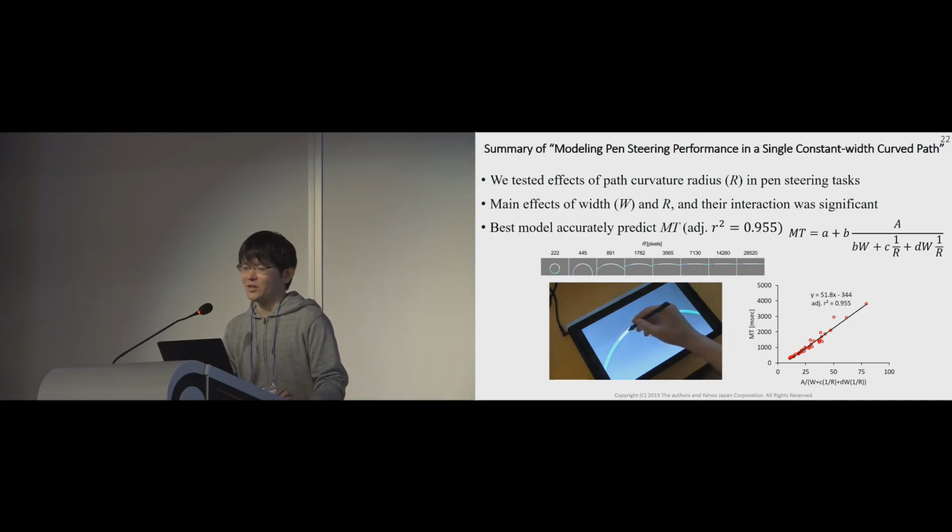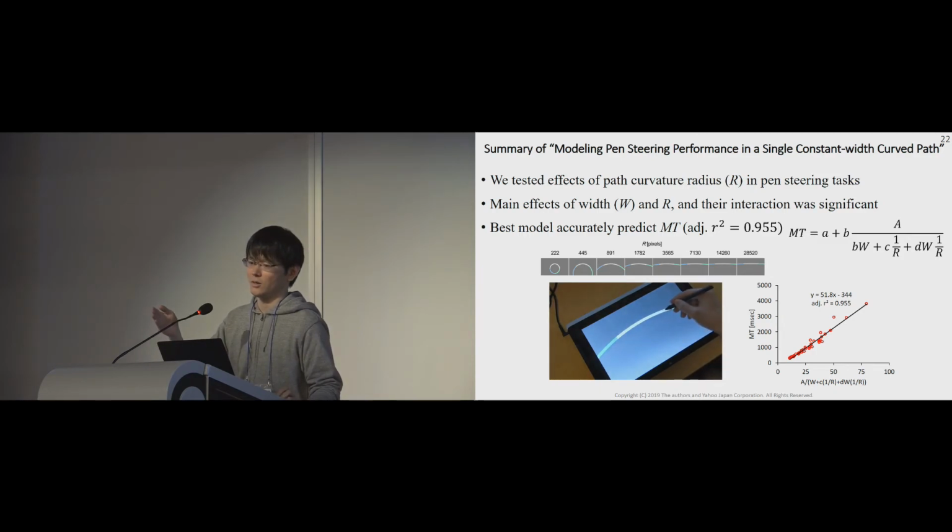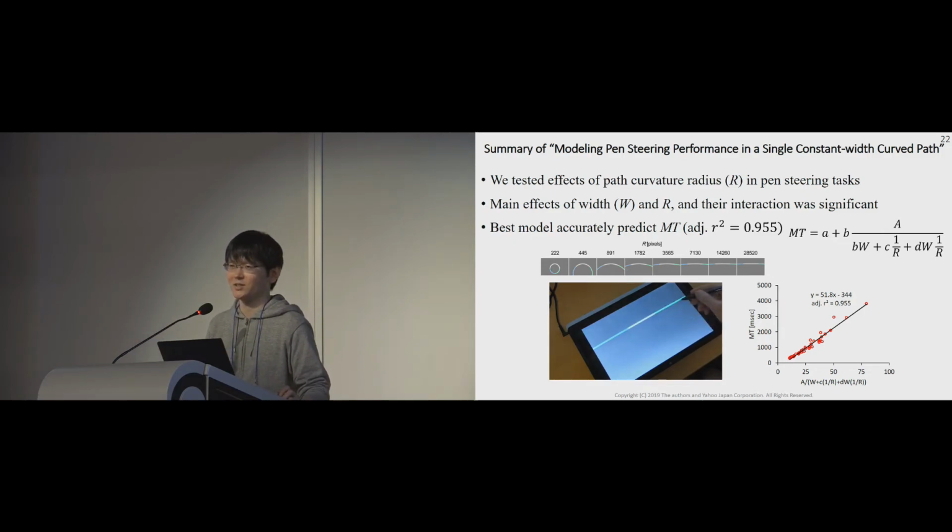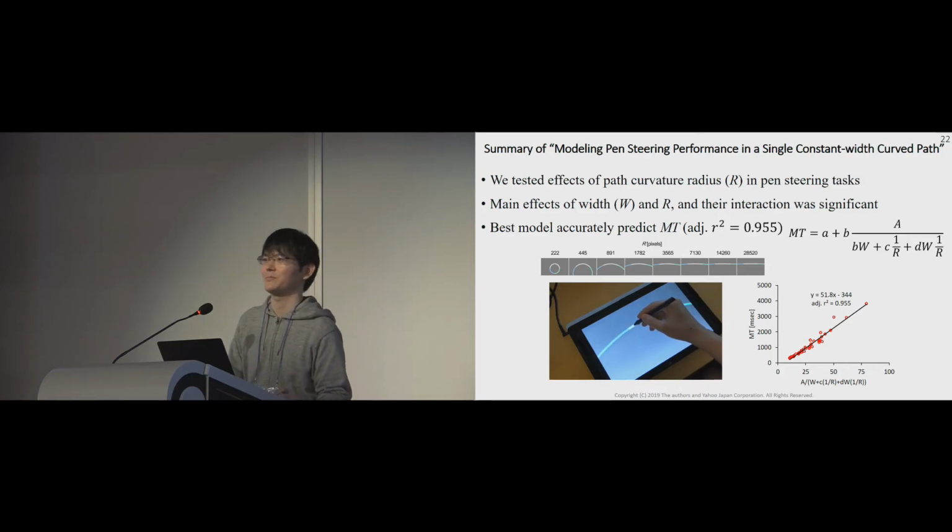So if we test the condition of bend to downwards, the movement time will be longer than the opposite direction. So the model fitness will change depending on the direction. So our model fitness will be maybe less than 0.9, maybe, yeah.